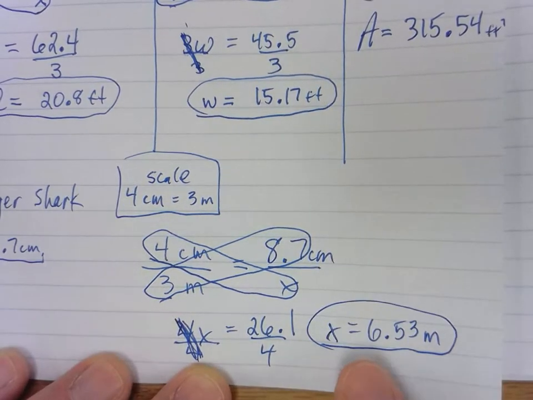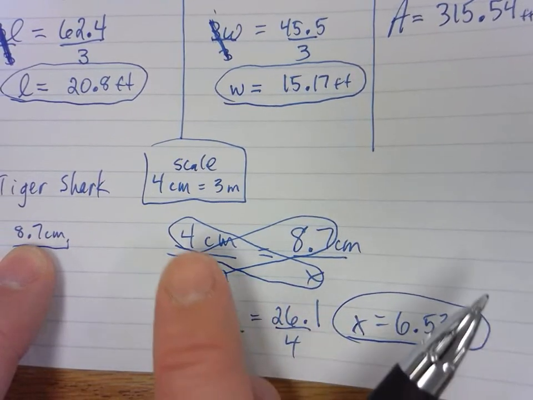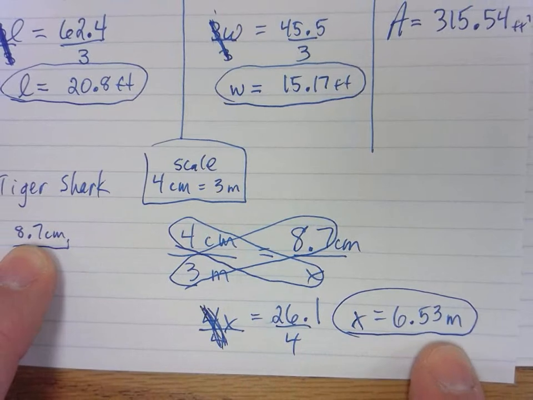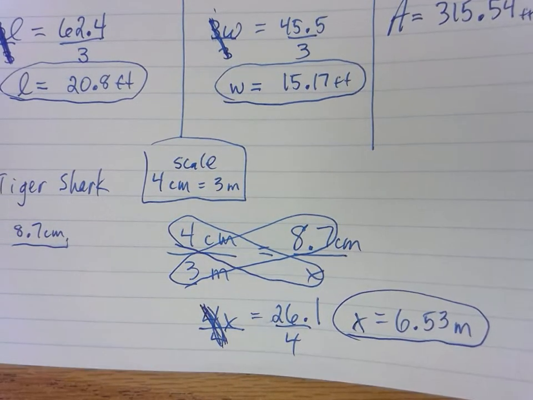That's how big it was on the paper. But when we use the scale and transfer it through using our proportion, in reality, the tiger shark would be about 6.5 meters long. And a meter is bigger than 3 feet. So think about 6 meters. That's pretty long. All right, so there you go.